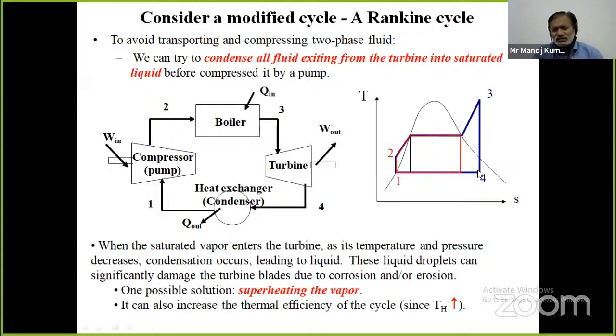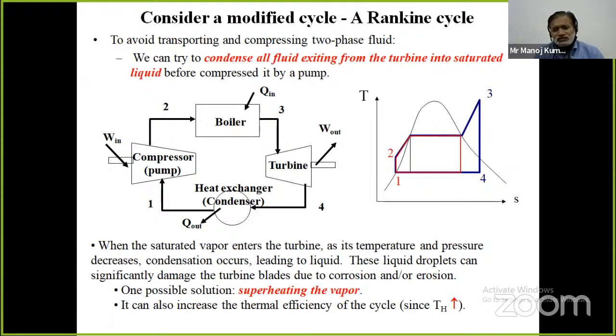So in this cycle, the process 1-2 is the reversible adiabatic pumping. Process 2-3 is reversible isobaric heat addition in the boiler. Process 3-4 is reversible adiabatic expansion in the turbine, and process 4-1 is reversible isobaric heat rejection in the condenser.